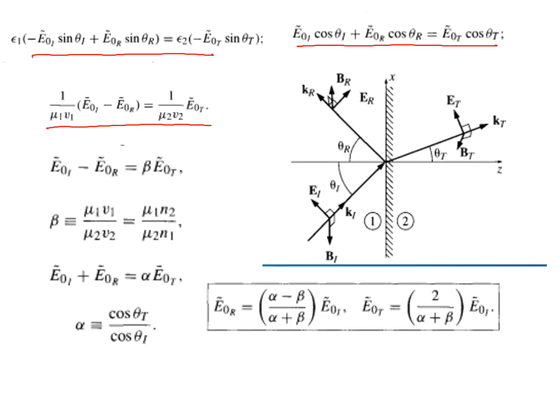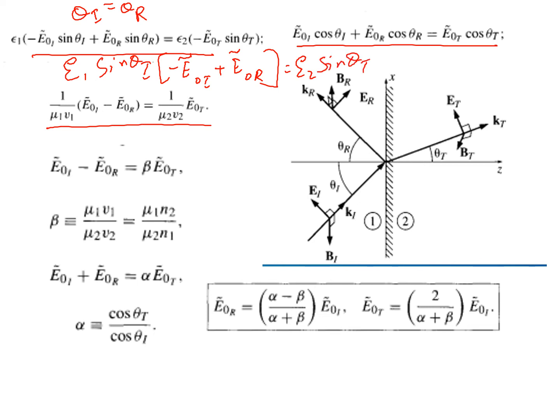Now we have to solve these equations. So using the laws of reflection, what is the law of reflection? The law of reflection says that theta I equals theta R. That you can apply here. So theta I and theta R being the same means sin theta I and sin theta R will be the same. So this equation you can write as epsilon 1 sin theta I as a common factor times (minus E0 I plus E0 R complex) equal to epsilon 2 times sin theta T with a negative sign here and an E0 T complex term, right? Then you can again rearrange this, taking the sin theta I to the other side.